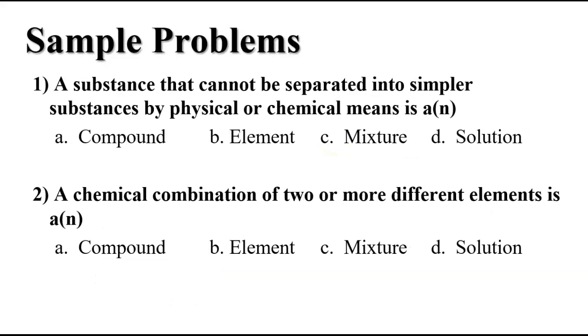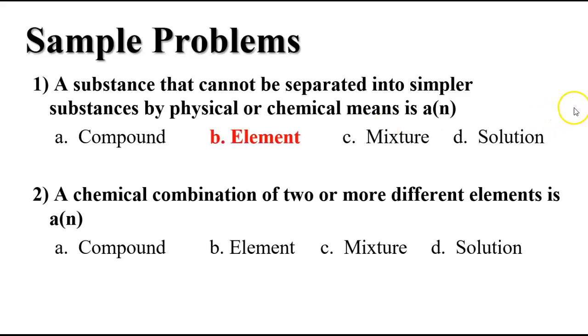Example problems. Okay? I think these exact problems might even be on your little homework check today. So it says, number 1, a substance that cannot be separated into simpler substances by physical or chemical means. So which one of the 4 can't be broken down any further? That would be element. It's already as simplified as it can be. Number 2, a chemical combination of 2 or more elements. And chemical, C, should be a dead giveaway that it's compound, C.